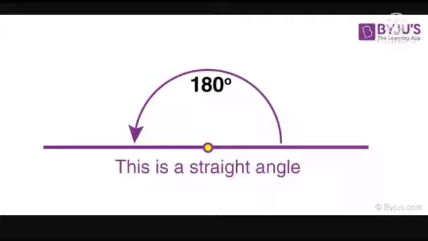So we have learned about four types of angles. I conclude: the angle perpendicular to the baseline creates an angle of 90 degrees, which is called a right angle. The angle less than 90 degrees is called an acute angle. The angle greater than 90 degrees is called an obtuse angle, and the angle which has a measurement of 180 degrees is called a straight angle.